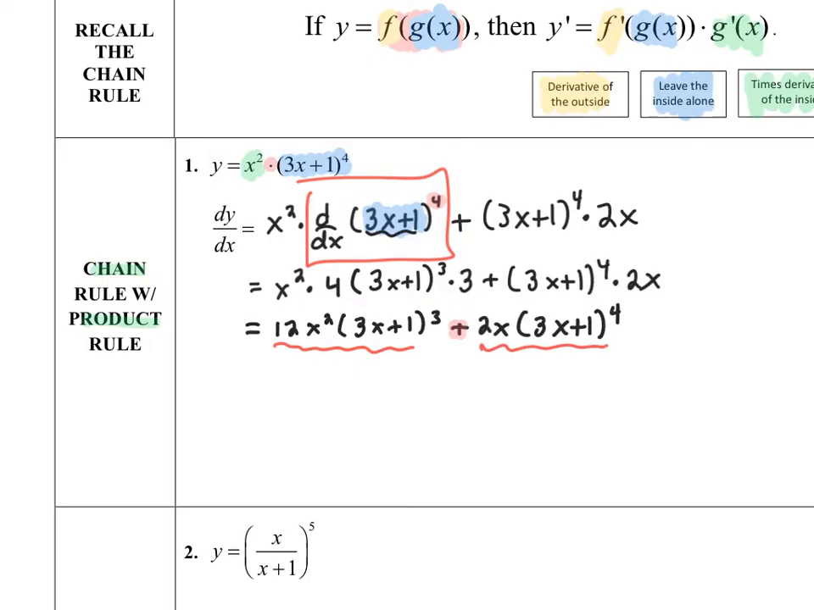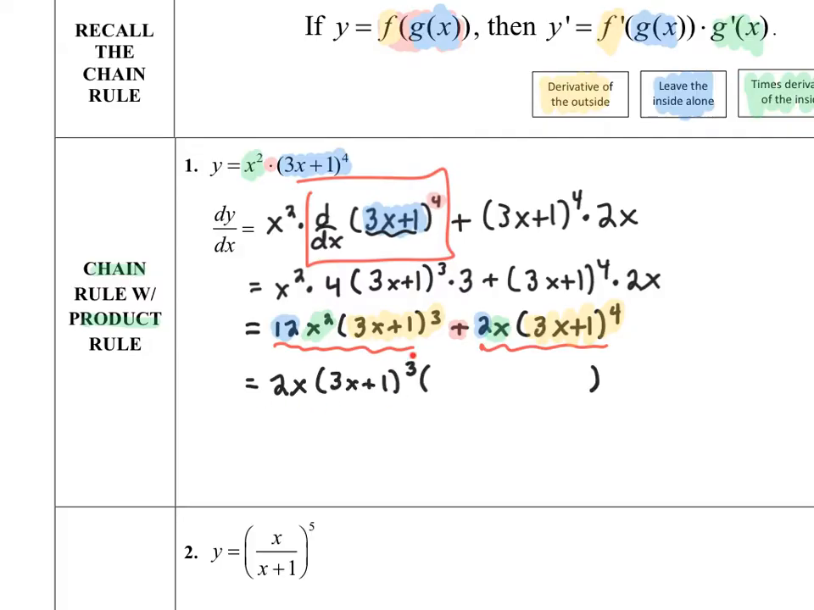And to do that, I look for factors that my two terms have in common. I'm going to start with the coefficients. So I have a 12 and a 2, and I know I can factor a 2 out of that. Out of my x squared and my x, I know I can factor an x out of those two. And my two terms also have this 3x plus 1 factor in common. This one is to the third power, this one's to the fourth power, but I can factor out a 3x plus 1 to that lower power. So I'm going to factor out a 3x plus 1 cubed.